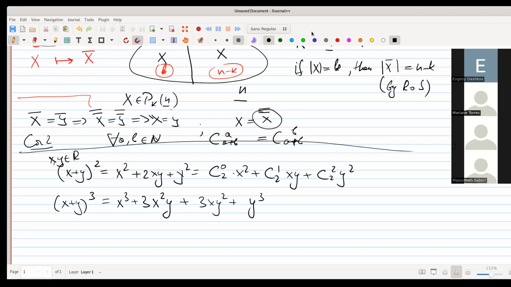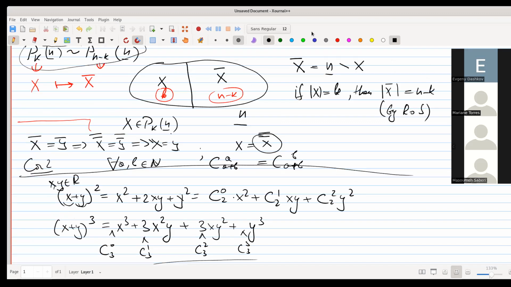And here we have the same. Here we have 3 choose 0. Here we have 3 choose 1. Here we have 3 choose 2. And here we have 3 choose 3. And in fact, in general, we shall obtain just these coefficients in this binomial formula. Binomial means that we have two terms, x and y, whose sum is raised to some given power.